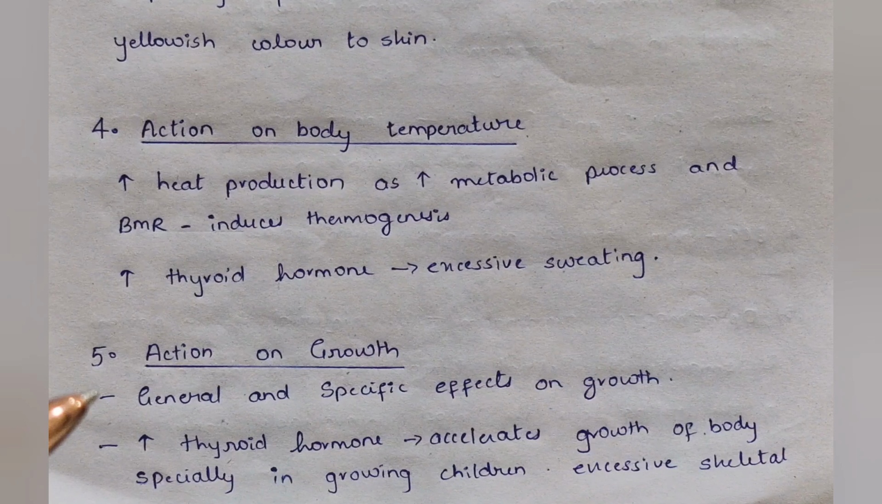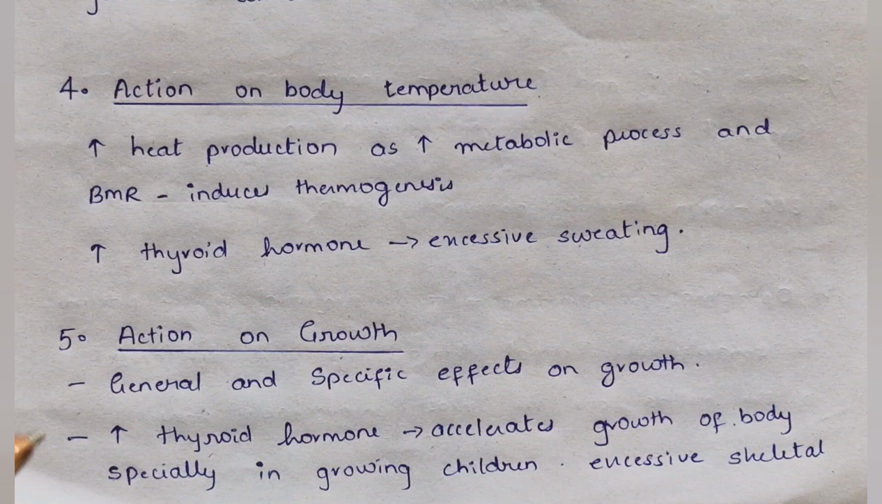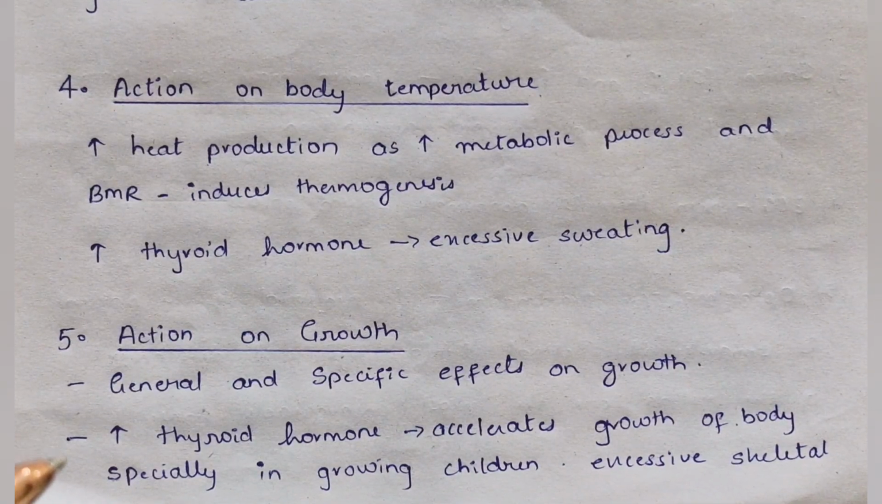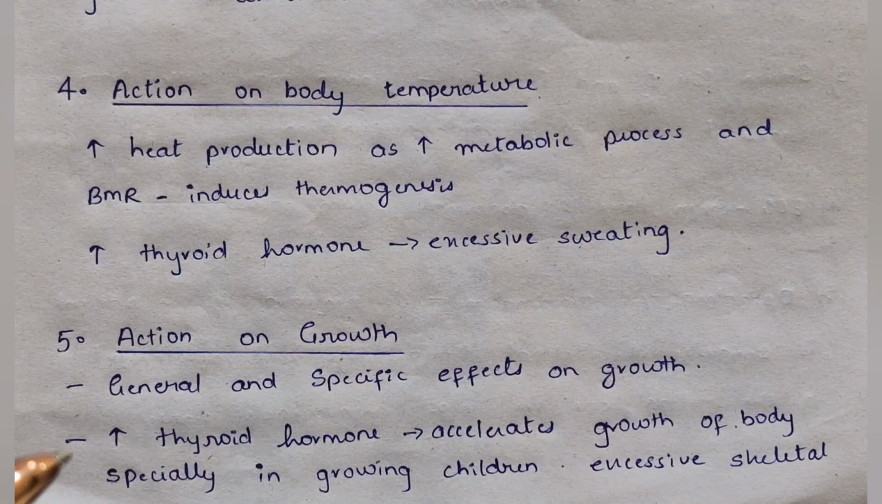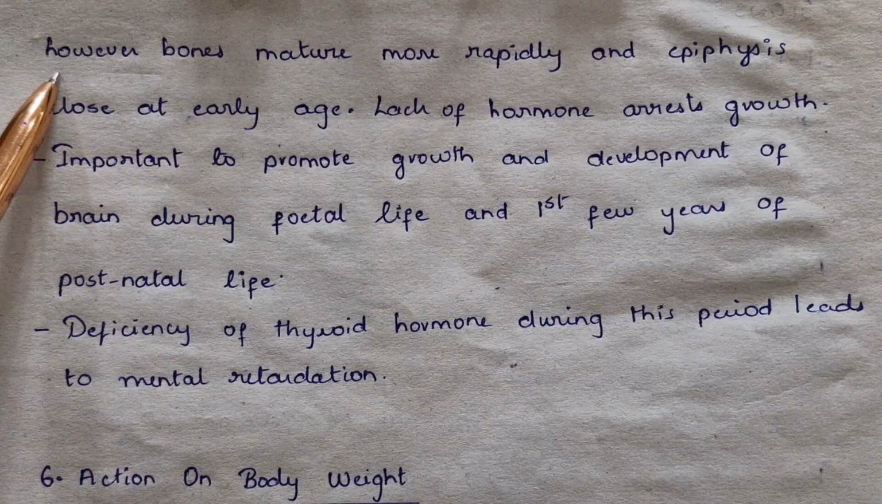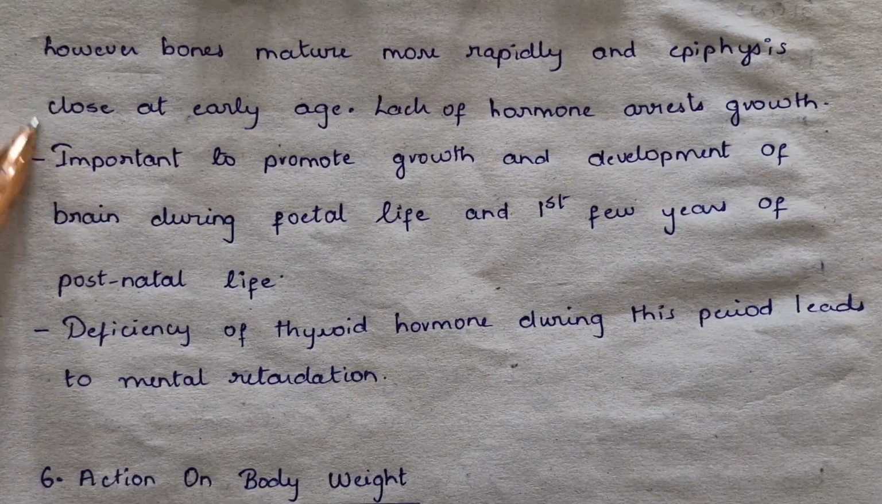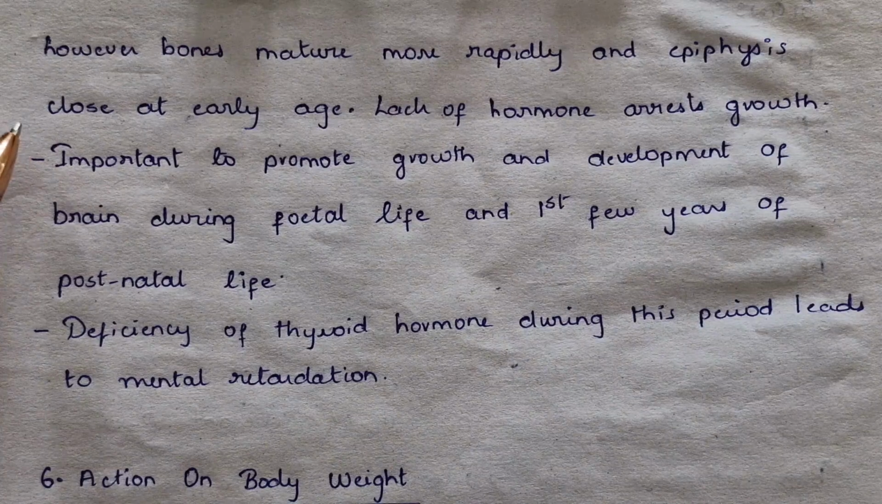The fifth function is action on growth. There are general and specific effects on growth. Increase in thyroid hormone accelerates the growth of the body, especially in growing children. Excessive skeletal growth occurs, however the bones mature more rapidly and the epiphyses close at an early age. Lack of hormone arrests growth.